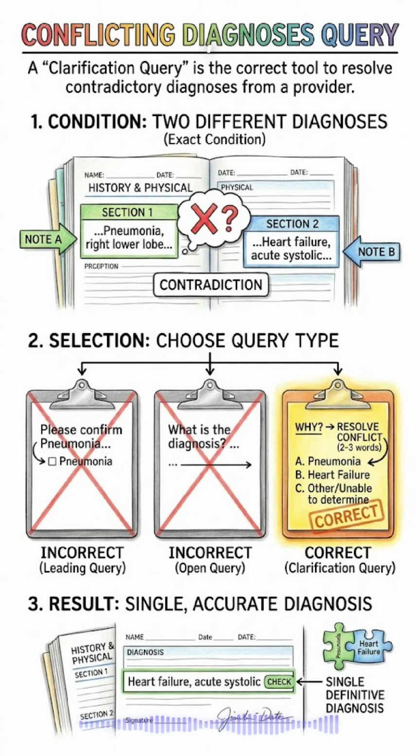18. What type of query should you use if a doctor writes two completely different diagnoses? You should use a clarification query to ask the doctor which diagnosis is actually correct. Conflicting information must be resolved quickly, so the medical coder can assign the right code.